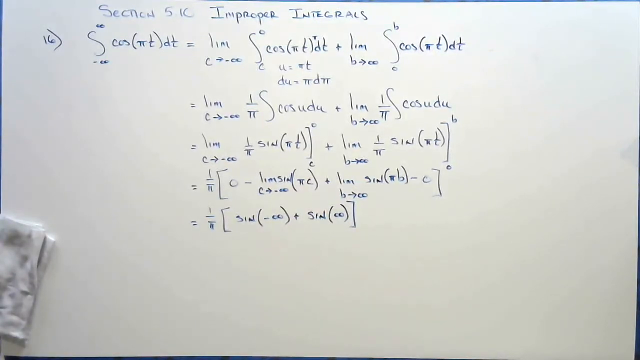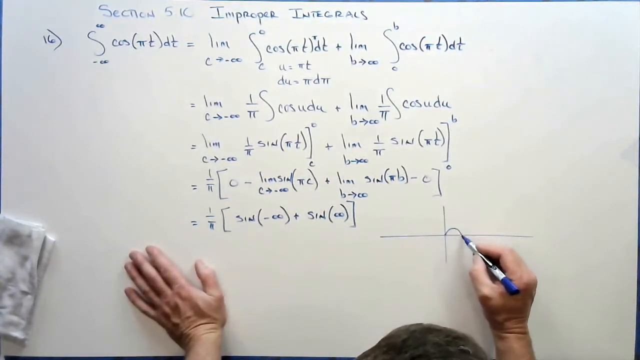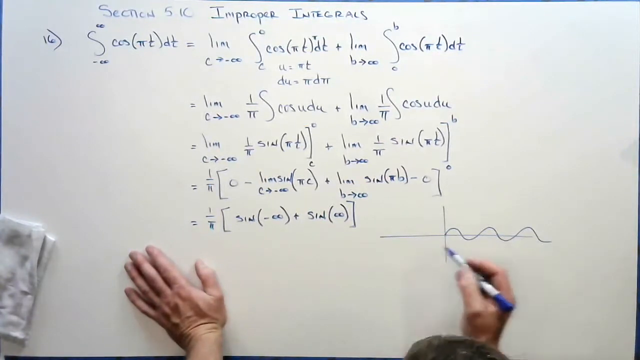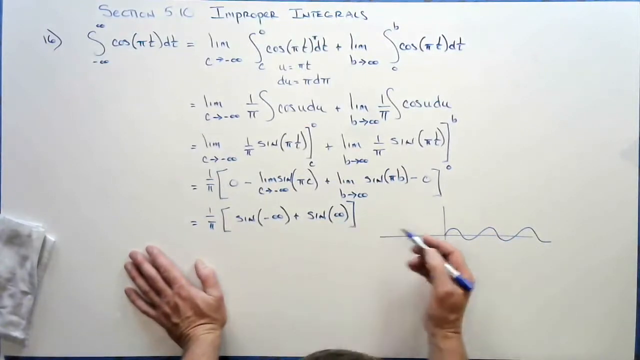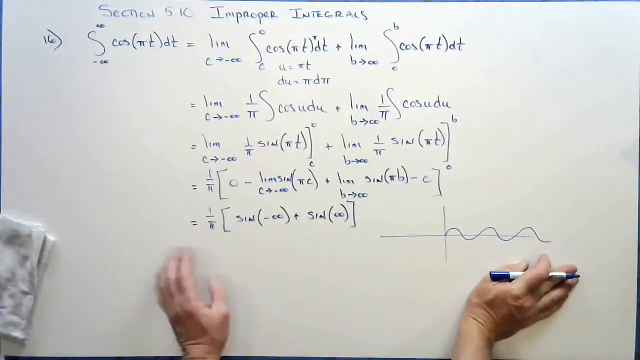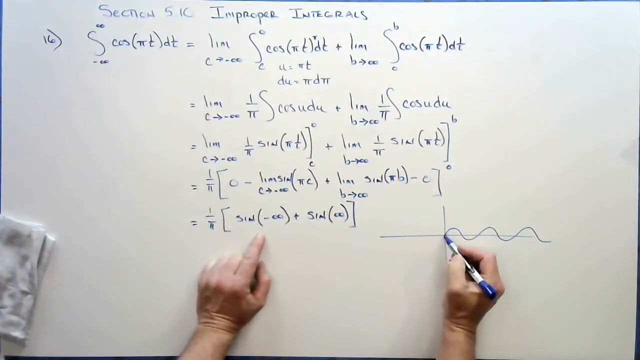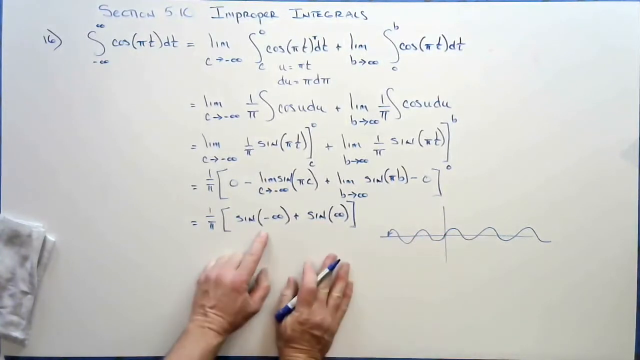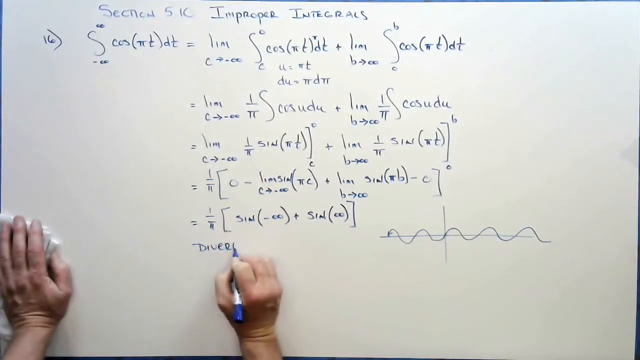Well, we cannot evaluate sine of negative infinity, or sine of infinity for that matter. The graph of sine oscillates on a regular pattern as our angle goes to infinity, as x goes to infinity. We don't know where this is. We know it's bounded above by 1, and we know it's bounded below by -1, but we have no idea where that value is. So this cannot be evaluated by the same argument. On this side, this is oscillating as well. This cannot be evaluated. So this integral diverges.